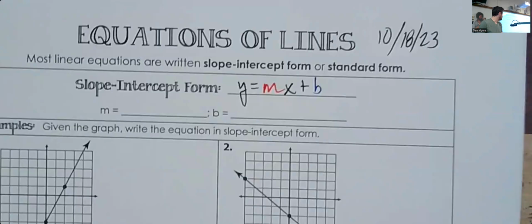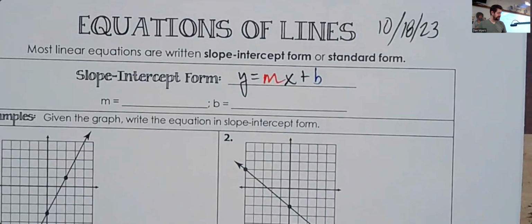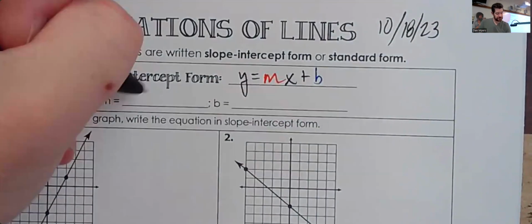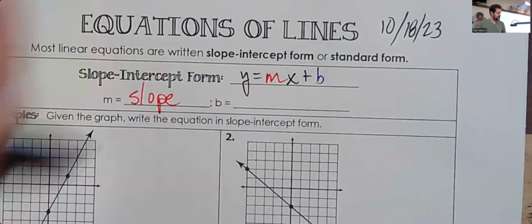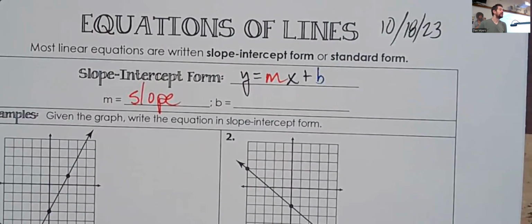And yesterday's lesson was all about m. What does m stand for? Slope. And what does b stand for? The y-intercept.